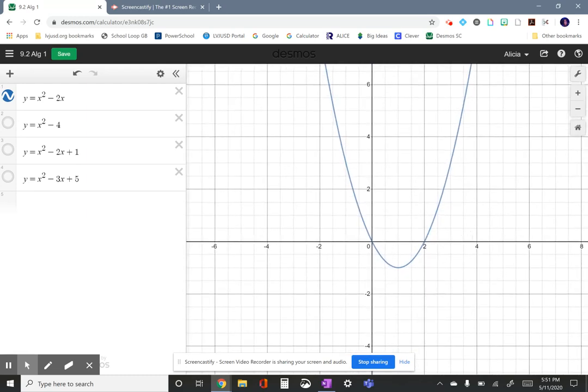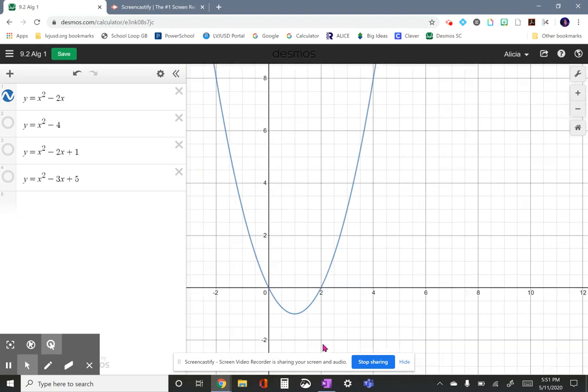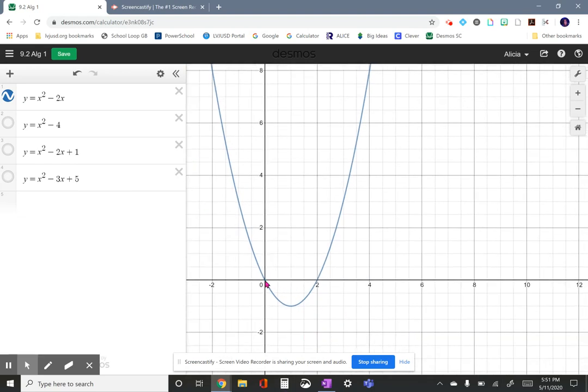I can see that on my graph, I have a point here at 0, 0, and I have a point here at 2, 0. These are your x-intercepts. So if you were to solve this, meaning let y be 0, you would get 0 and 2.